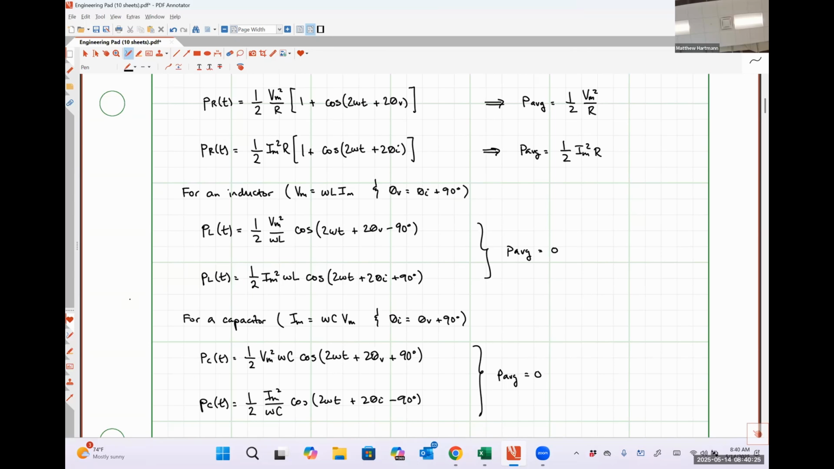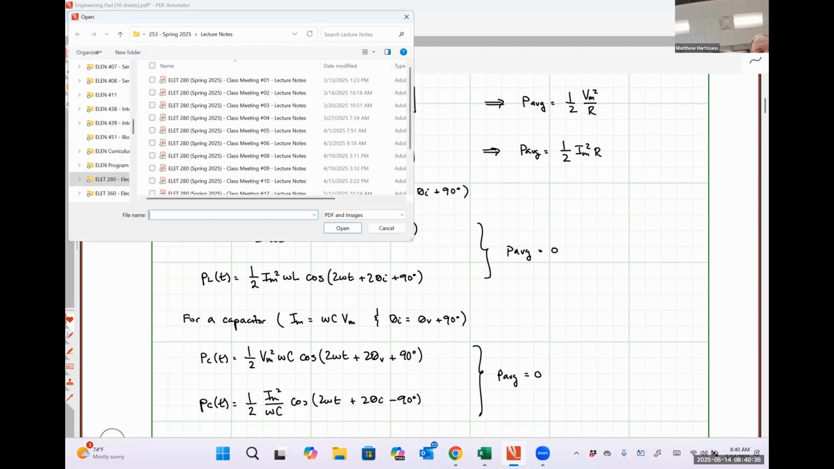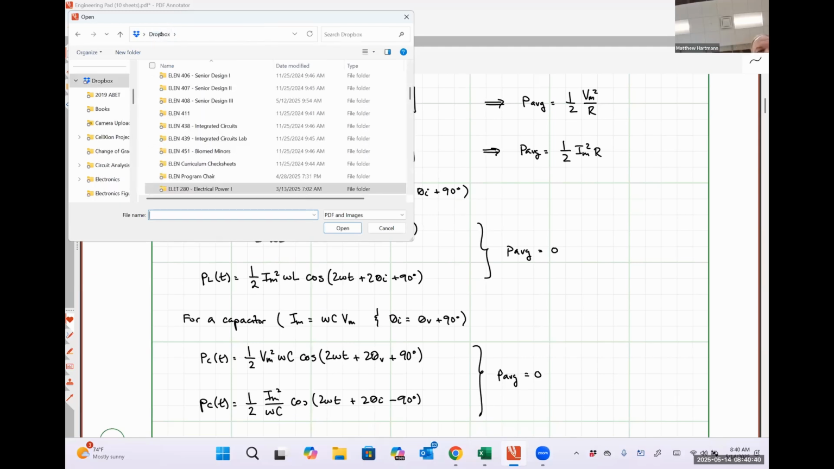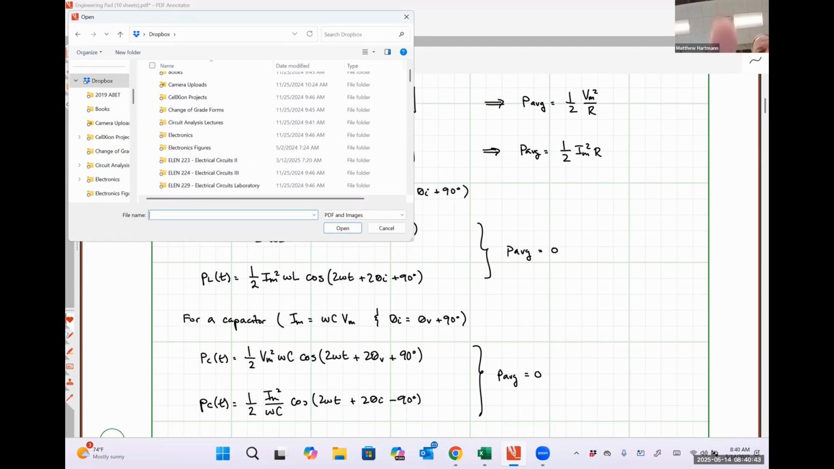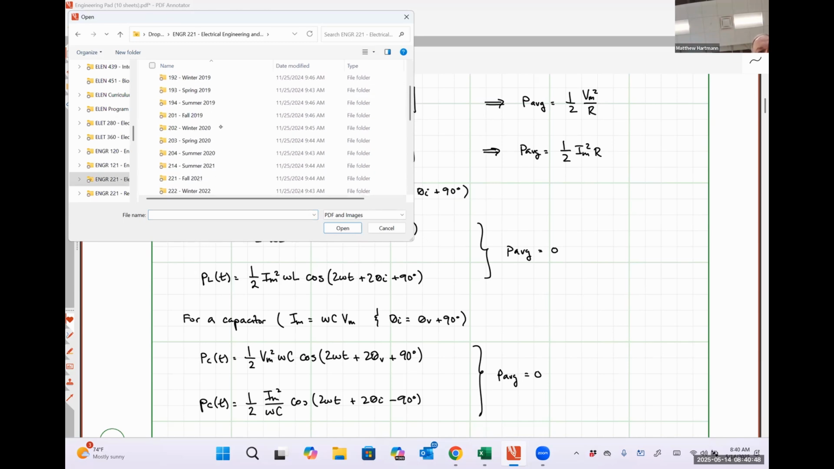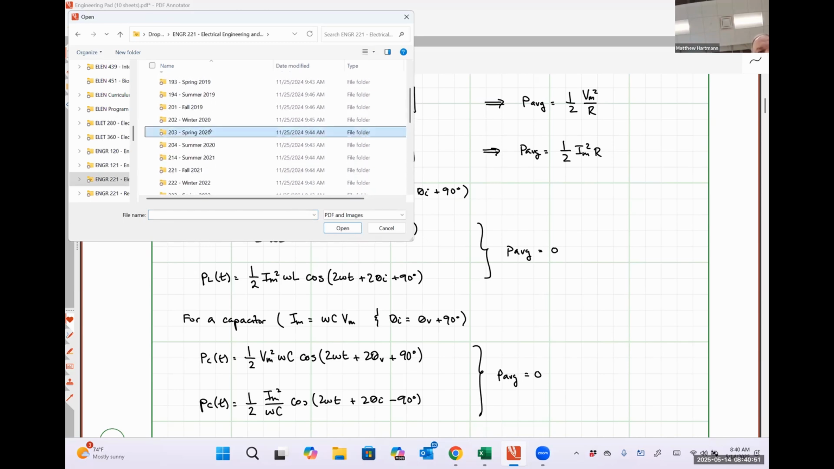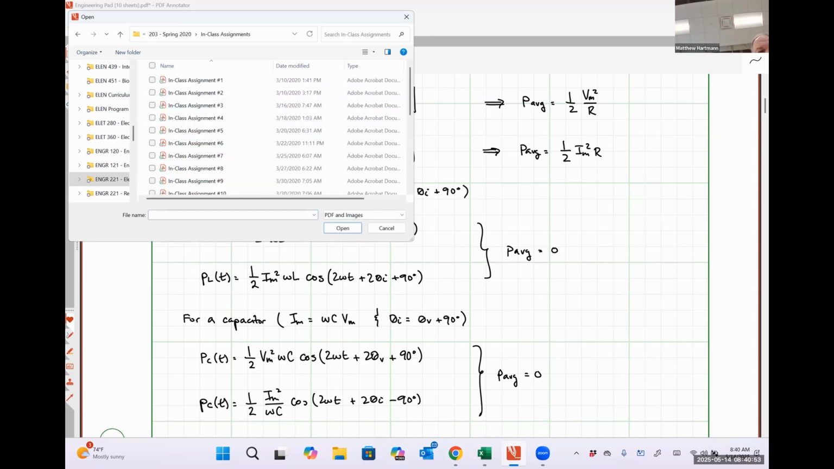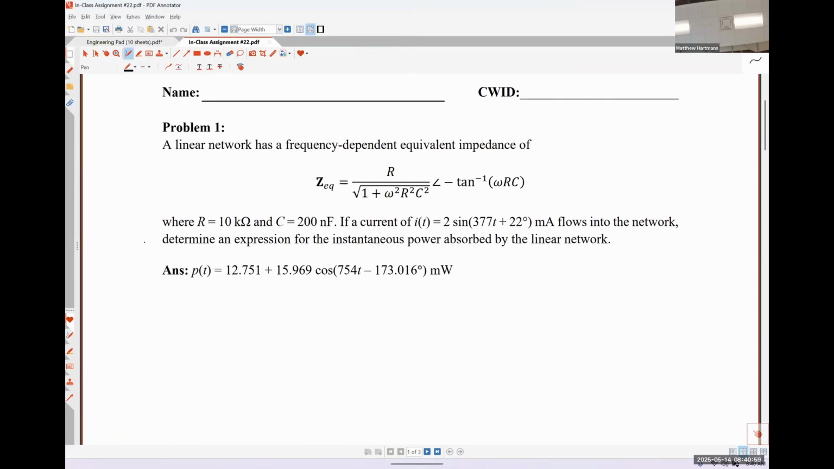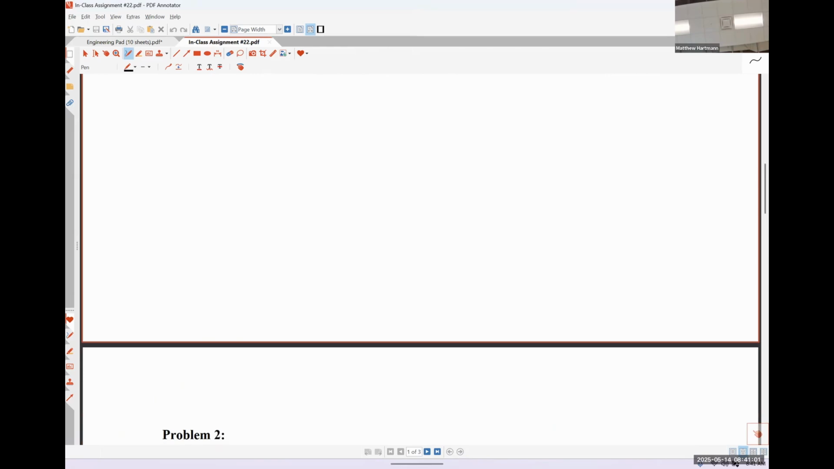Let's see. I want to work a portion of one of your in-class assignment problems here. So I'm going to open up the ICA file, if I can get to the right class. This is ICA number 22, I believe. And we're going to jump ahead actually to problem 2.